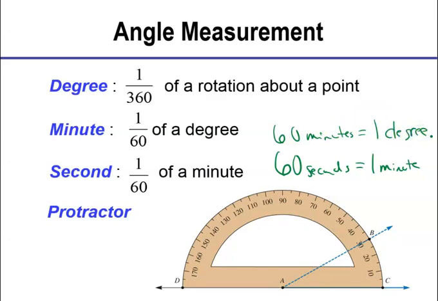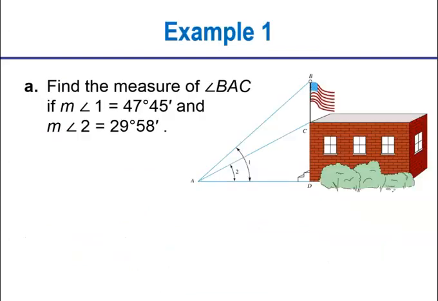So that brings me to the idea of how many seconds is in 1 degree. Well, if there's 60 seconds in a minute and 60 minutes in a degree, 60 times 60, there are 3,600 seconds in 1 degree. And you've seen it. The notation for degree is that little circle. We can use that.